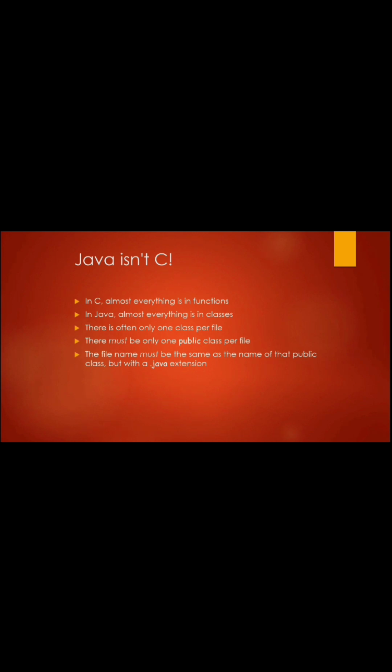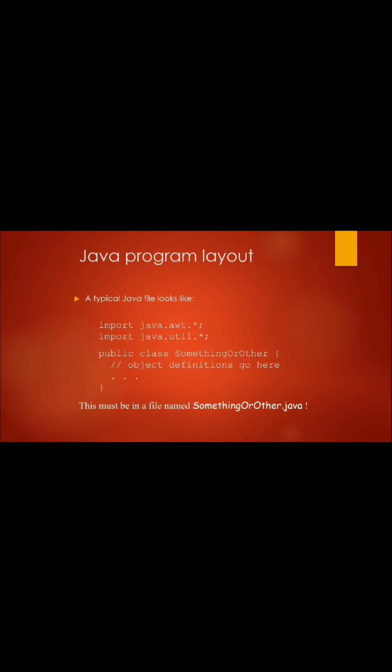Up to now, we have seen many programming examples for which the syntax and the control statements resemble C. Now we are going to see the constructs which aren't C. Basically in C, almost everything is in functions, but in Java, almost everything is in classes. There is often only one class per file, and there must be only one public class per file. Most importantly, the file name must be the same as the name of that public class, but with a .java extension. Here is the Java program layout.